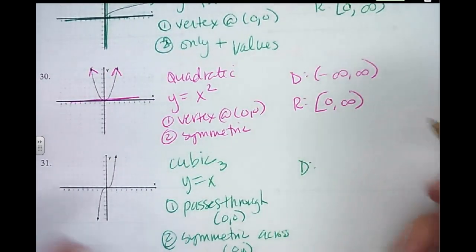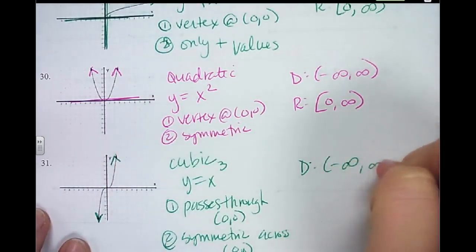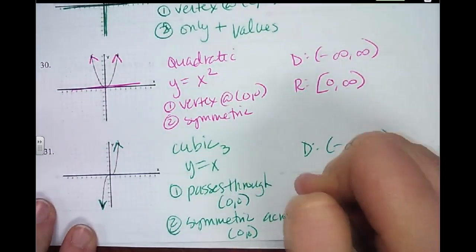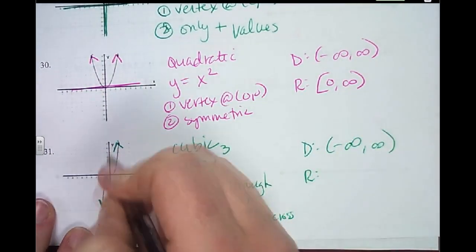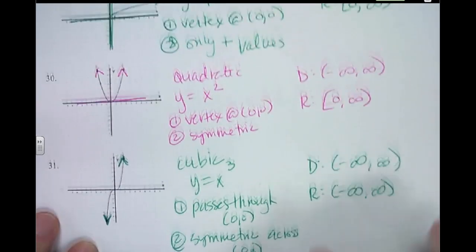Okay, domain. I have an arrow here and an arrow here. So domain is all real numbers. Range. Bottom to top, I have 2 arrows, so it's also all real numbers.